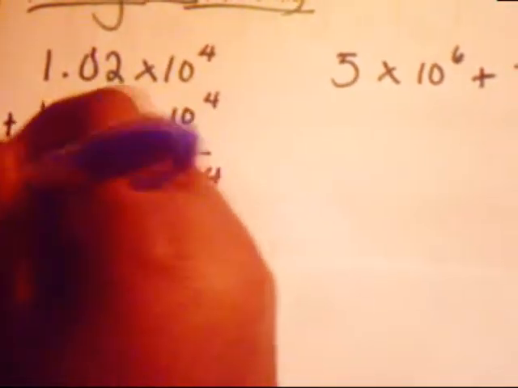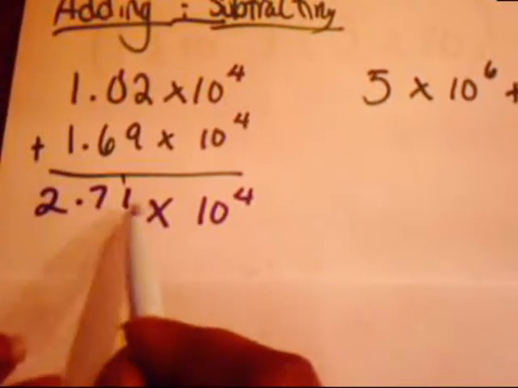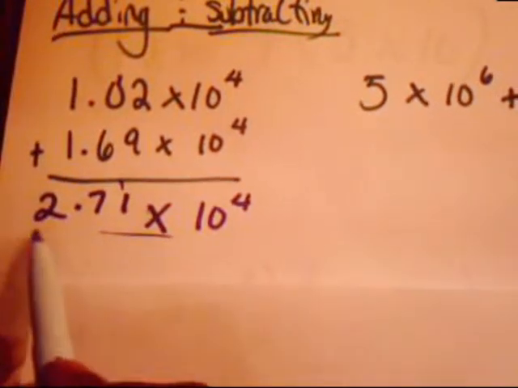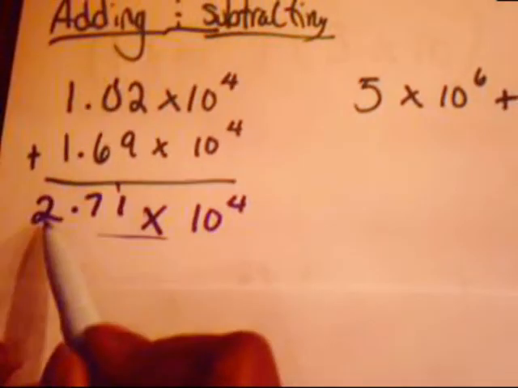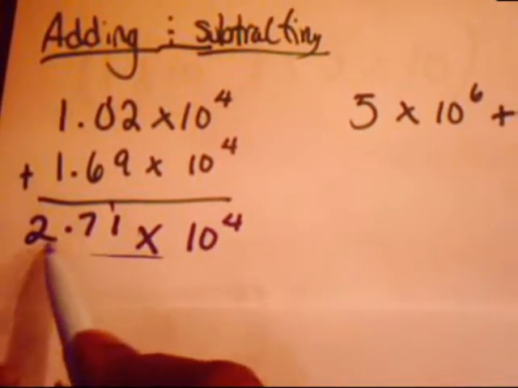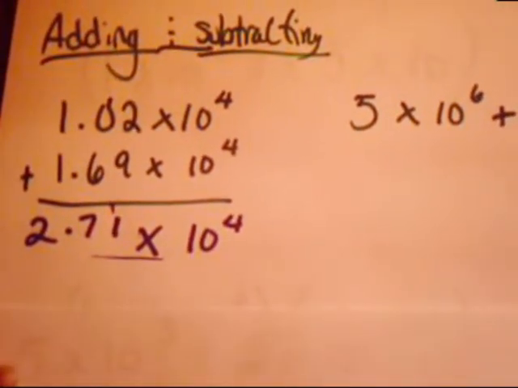And the only thing that I'm going to do is add the bases together. So 9 plus 2 is 11, 6 plus 1 is 7. Bring down my decimal, and 1 plus 1 is 2. Then I'm going to check my answer, 2.71 times 10 to the fourth power. This is scientific notation because my number in the front is greater than or equal to 1, and it is also less than 10. So my answer should be 2.71 times 10 to the fourth power.